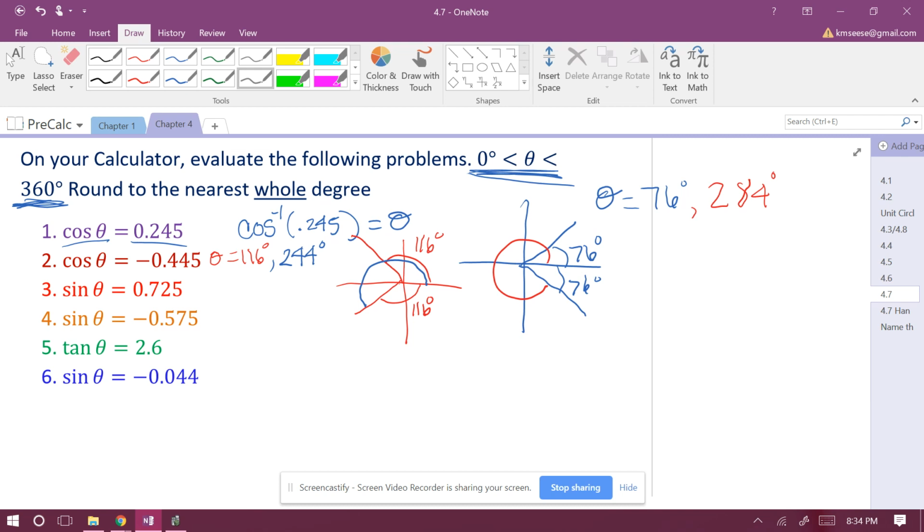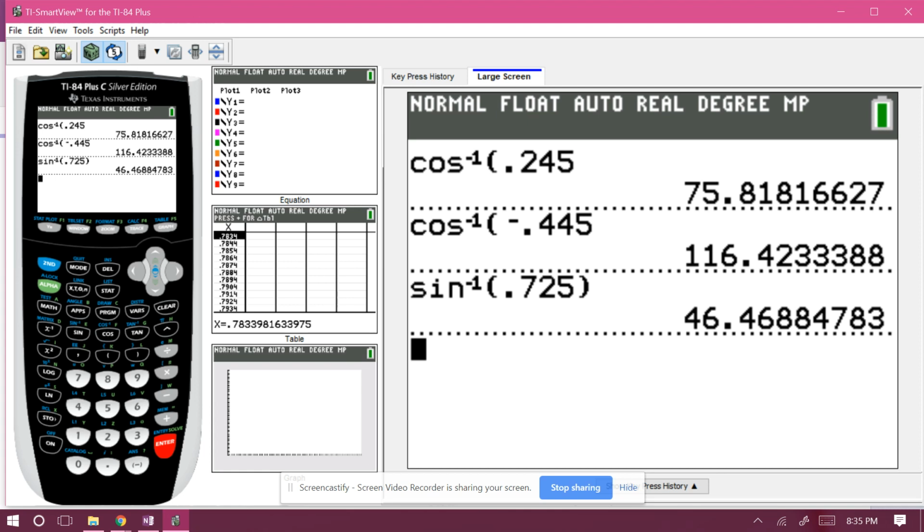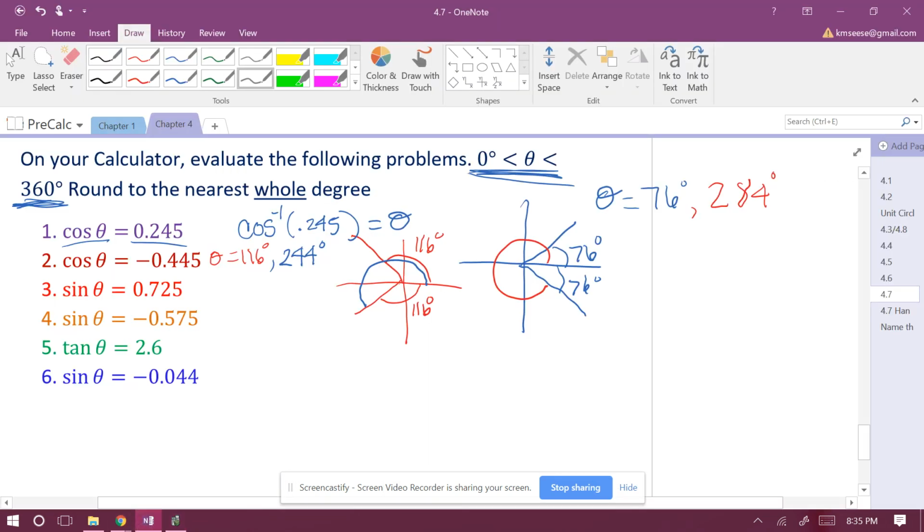Okay, so moving on for number 3 here. For those of you that paused it and actually attempted it, thank you. For those that didn't, we're just going to keep going. So sine of theta equals 0.725. Now when I take sine inverse of 0.725, I get a theta to the nearest whole degree of, it's hard, you could go 46 or 47 depending on your rounding. I'm just going to stick with 46.4 and ignore the rest. So I could have a theta of 46 degrees.